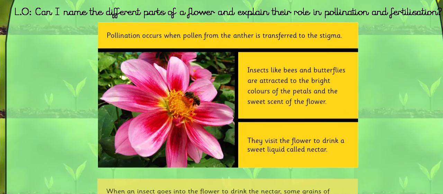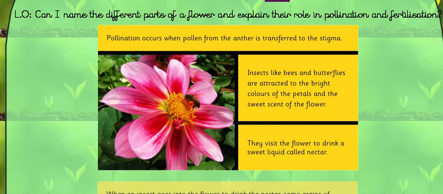So, pollination. Pollination occurs when pollen from the anther is transferred to the stigma. Insects, like the one you can see here, like bees and butterflies, are attracted to the bright colours of the petals and the sweet scent of the flower. They visit the flower to drink a sweet liquid called nectar. Okay?